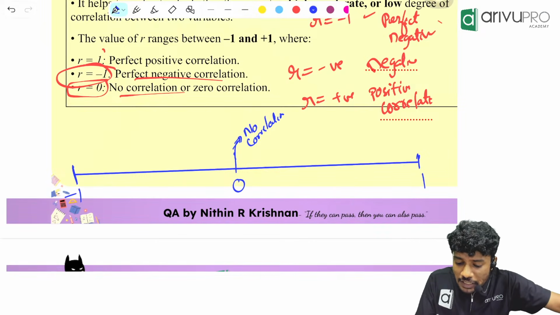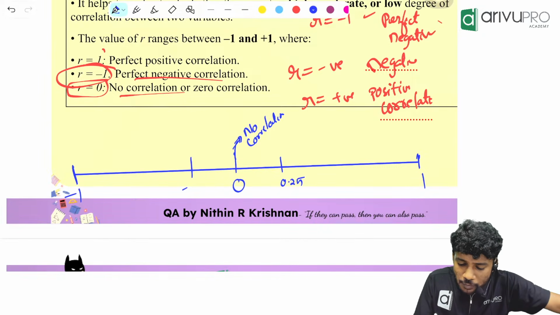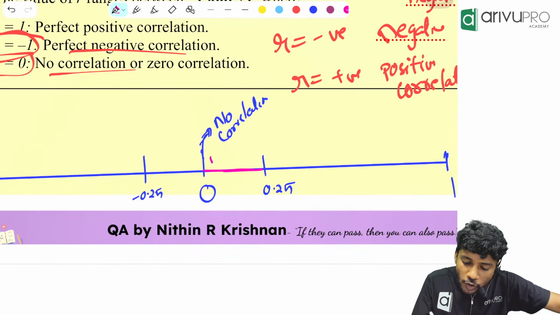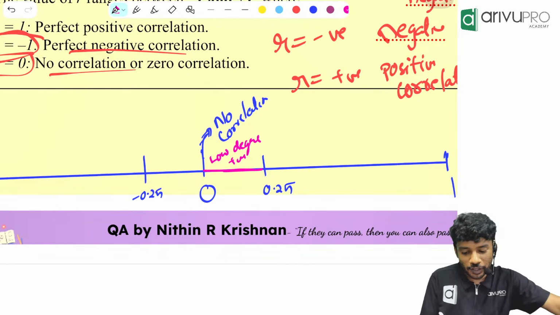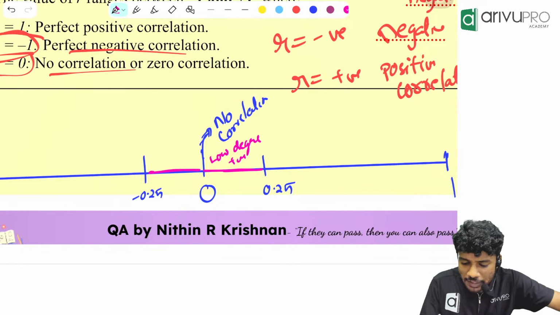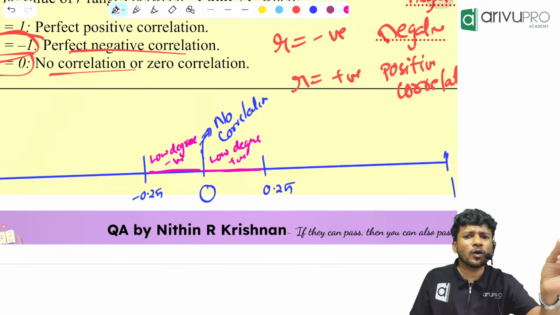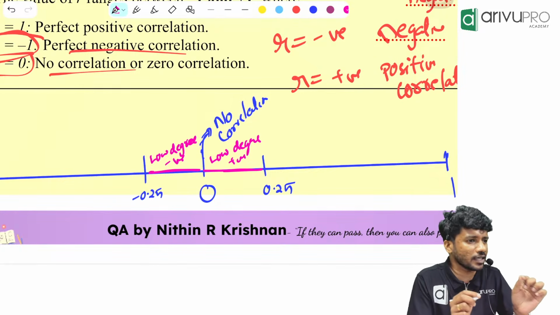Then when R is between 0 and 0.25, or when R is between -0.25 and 0, this particular area is called low degree positive. Since it is positive over here, we will call it low degree positive correlation. Now, this one you will call what, people? Low degree negative correlation. Whenever the R value is between 0.25 and 0, it is a low type of correlation. If one changes, automatically the other will not change right away. It will take some time to change.